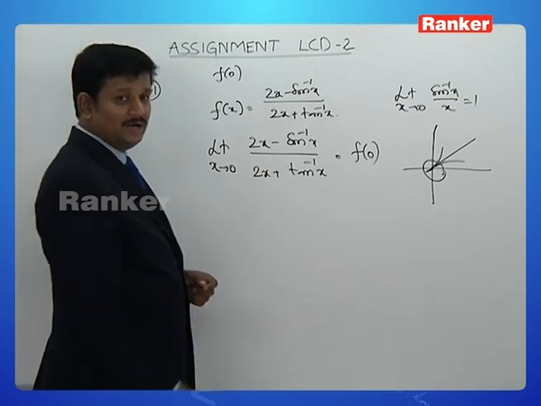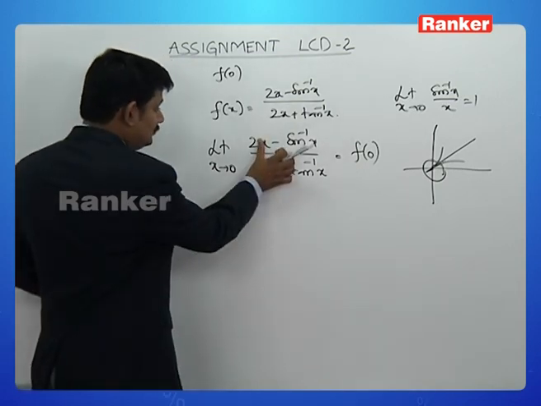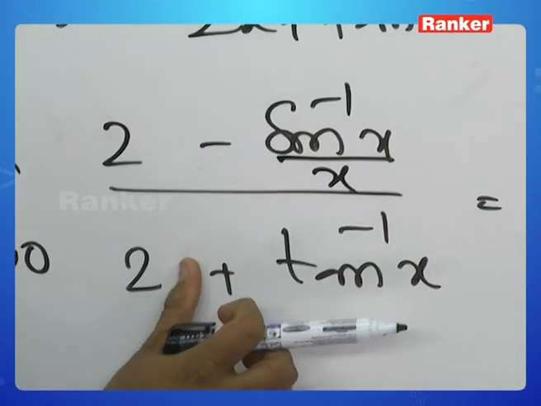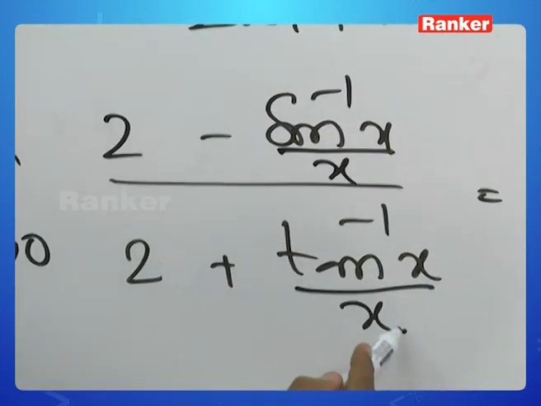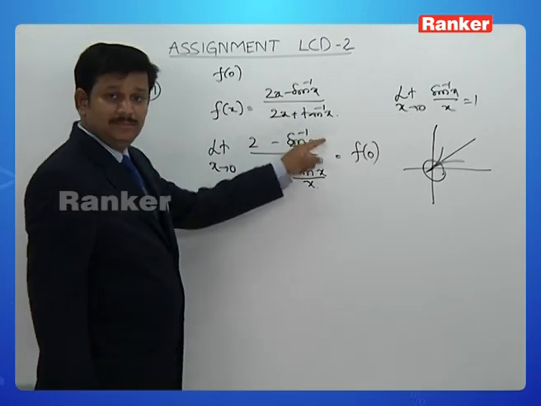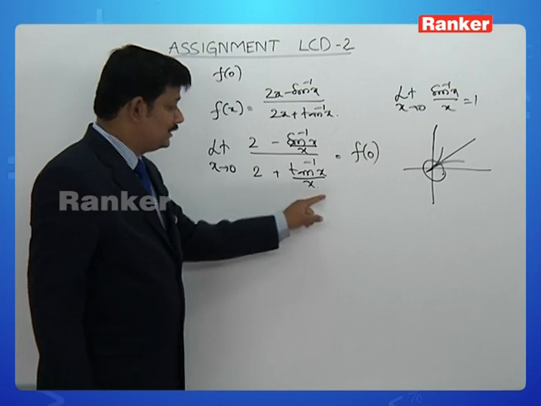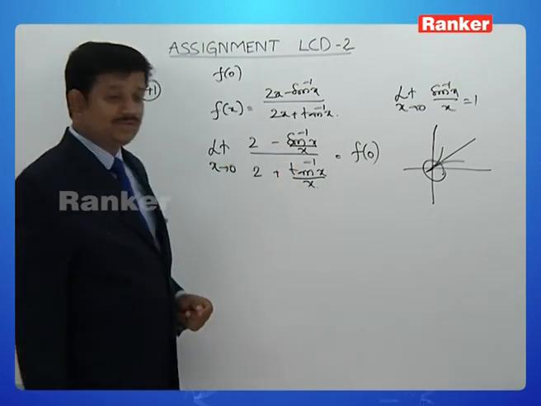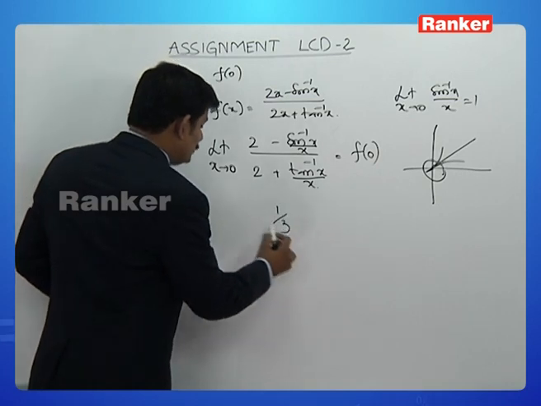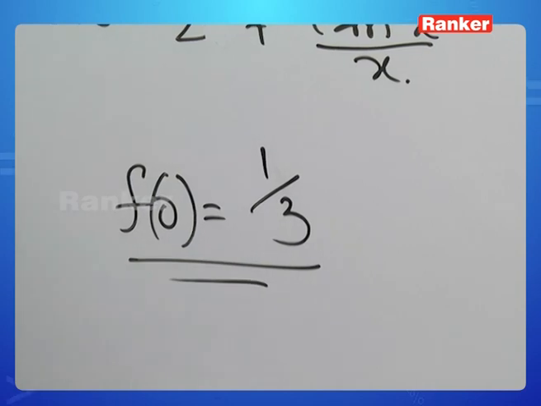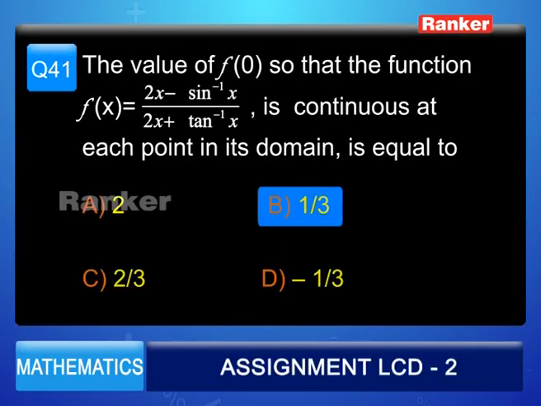So, let me divide numerator and denominator by x. We have discussed that this number is 1, this is also tending to 1. So, our answer will be (2 minus 1) by (2 plus 1), 1 by 3. So, f of 0 has to be 1 by 3 for the function to be continuous in its domain. It's answer B.